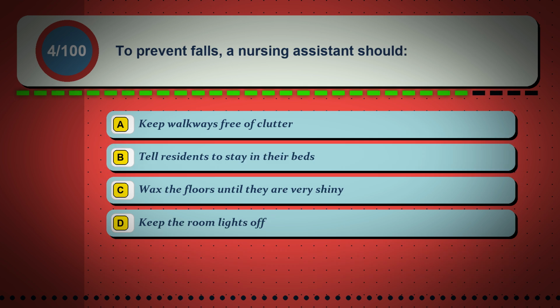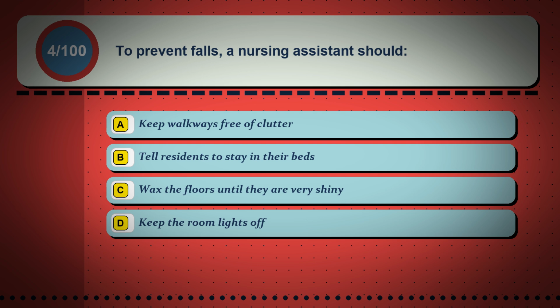Question 4. To prevent falls, a nursing assistant should: Option A. Keep walkways free of clutter. Option B. Tell residents to stay in their beds. Option C. Wax the floors until they are very shiny. Option D. Keep the room lights off.